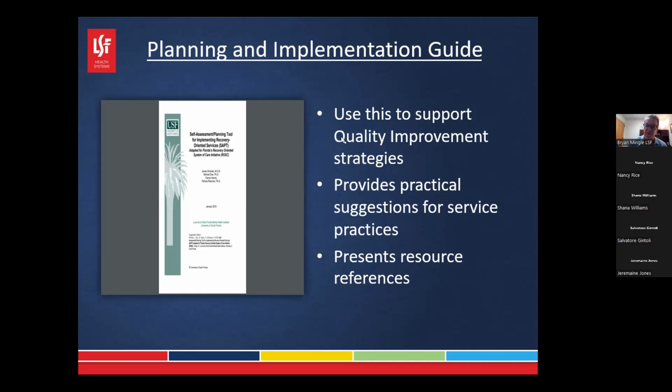And when you get these reports, it will inform your quality improvement strategies. It will provide practical suggestions, and it'll also have some resources. And so we'll talk more about those resources in a minute. On this slide, this is a hyperlink where my cursor is. It actually goes to this self-assessment planning tool manual. And I do encourage the ROSC committee, several members of it, if not all, to read this manual, because it has a lot of good tips. It even has a template for an email to send out to staff.